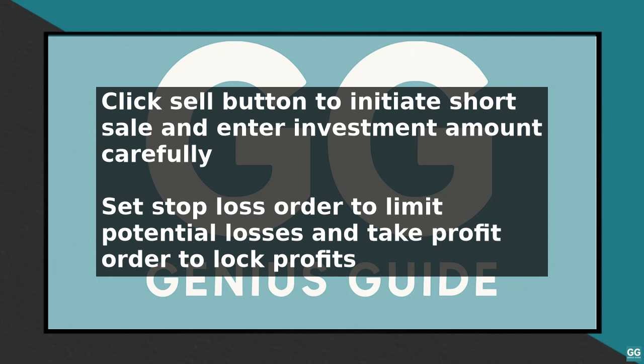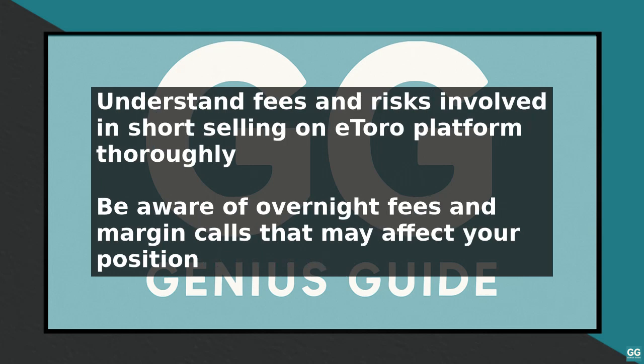and pocket the difference as profit. It is essential to set a stop-loss order to limit your potential losses if the price of the instrument moves against your prediction. A stop-loss order automatically closes your position when the price reaches a certain level, preventing further losses. You can also set a take-profit order to close your position when the price reaches a certain level, locking in your profits.